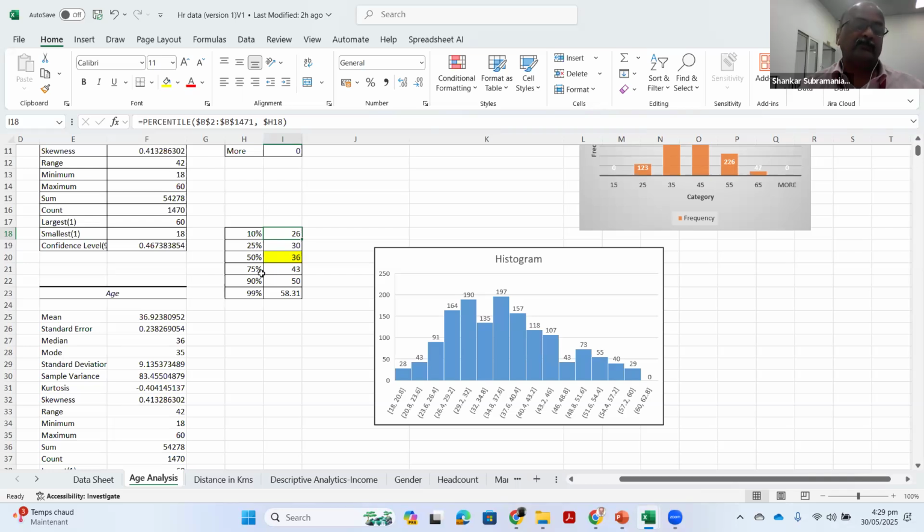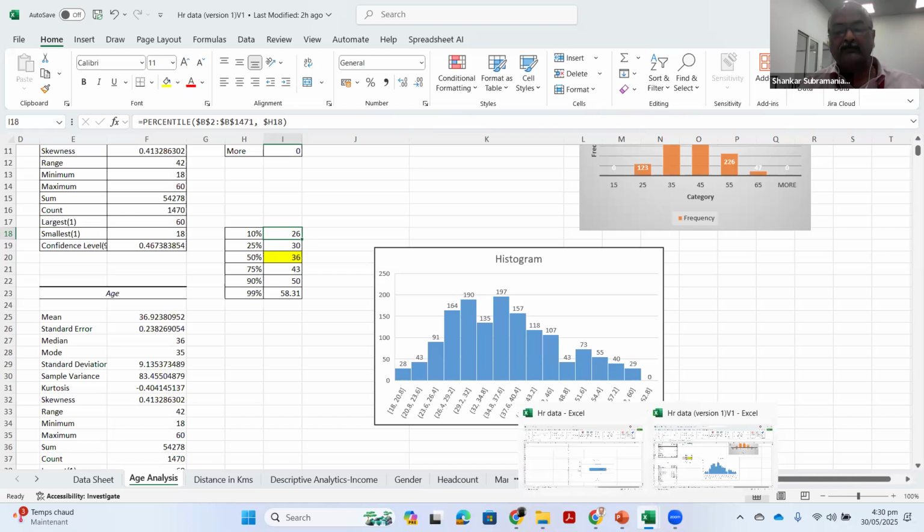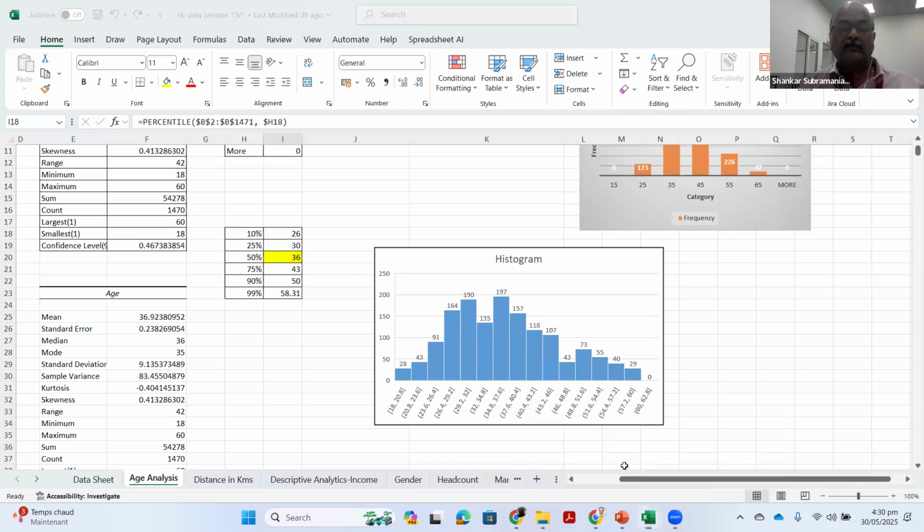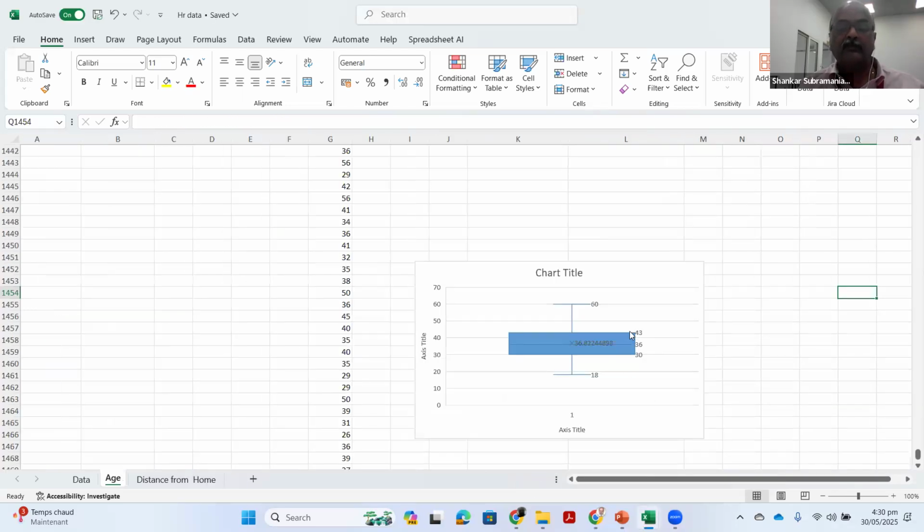75% of the graph. So what you're trying to do is see how the spread is happening. With 10%, there's only 26 of the values. So up till 25%, 30% is covered. So 50% is 36%, 75% is 43. The same thing as the whisker also was showing this. So if you notice on the whisker, the other graph, see here, 43. So this is roughly that. So it will very much tally with what you're doing.